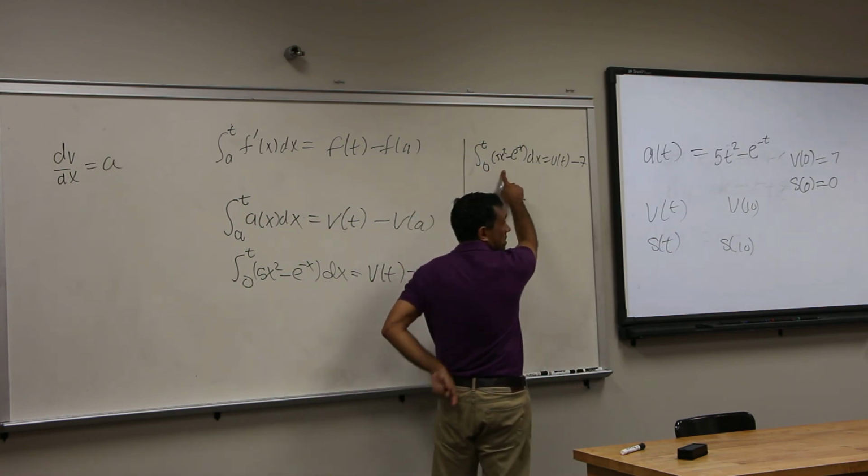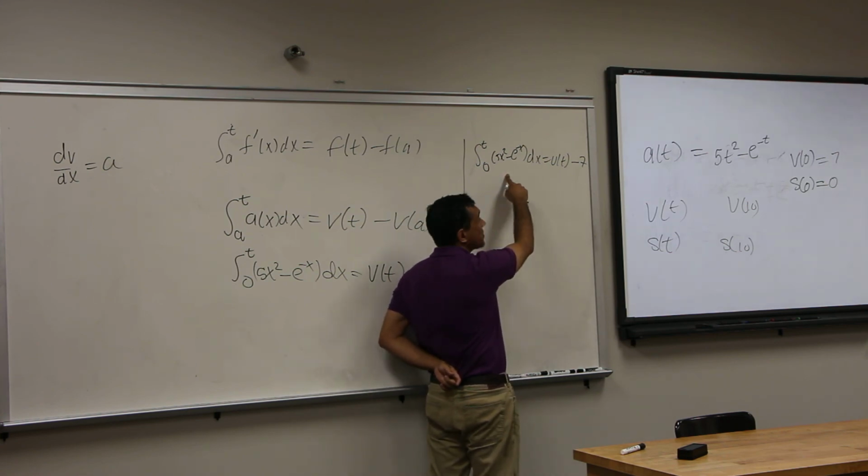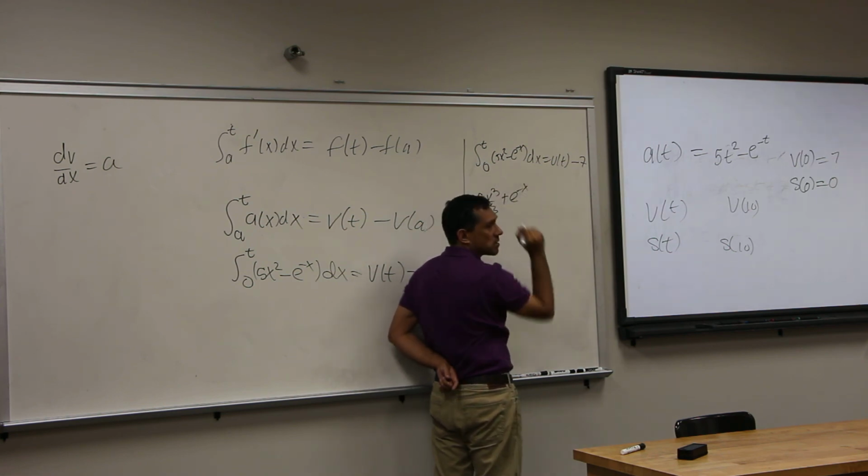What is this? The antiderivative evaluated at t, minus the antiderivative evaluated at 0. The antiderivative of this being 5x cubed over 3, and the antiderivative of this being plus e to the minus x.